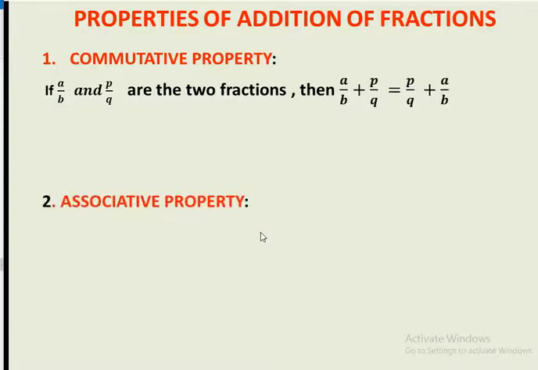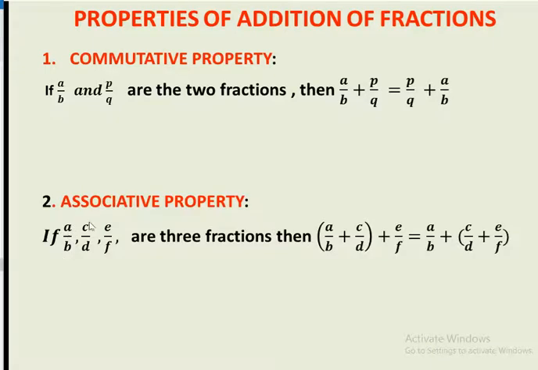Associative property. What does this property say? That a upon b, c upon d and e upon f are three fractions. Then we can group them in any order and add. As you can see, I have made a group of a upon b plus c upon d, and e upon f is outside the bracket. On the other side, I have grouped c upon d plus e upon f, and a upon b is outside the bracket. If we solve both sides, we will get LHS equal to RHS. Both sides give an equal result. So we can group the fractions in any order and add, and we will get the same result. That is the associative property.